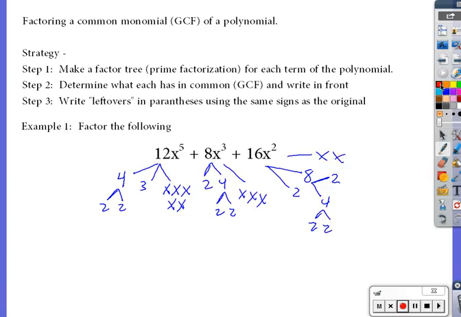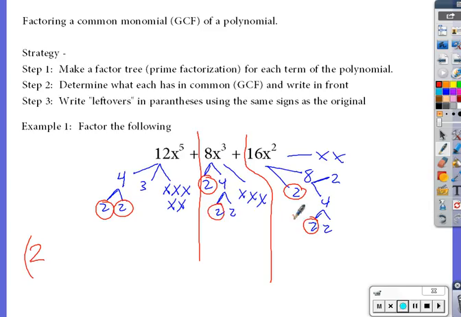Now, when I look at this, just like unit 0, I'm trying to find the GCF, so I'm looking for things that all three of these have in common. If I go through, I have a 2, a 2, and a 2. So I'm going to write that out in front. Looking again, I have another 2, another 2, and another 2. So I'm going to put that one out in front as well.